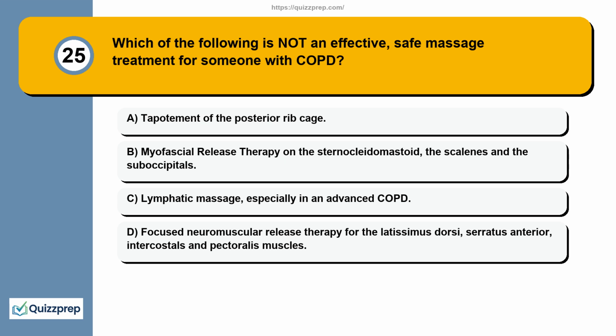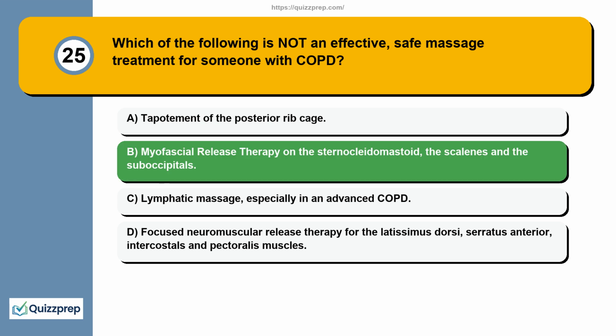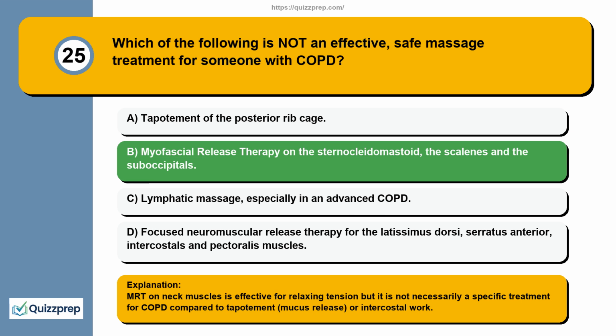Question 25. Which of the following is not an effective, safe massage treatment for someone with COPD? Tapotement of the posterior rib cage, myofascial release therapy on the sternocleidomastoid, the scalene and the suboccipitals, lymphatic massage, especially in an advanced COPD, focused neuromuscular release therapy for the latissimus dorsi, serratus anterior, intercostals and pectoralis muscles. MRT on neck muscles is effective for relaxing tension, but it is not necessarily a specific treatment for COPD compared to tapotement, mucus release, or intercostal work.